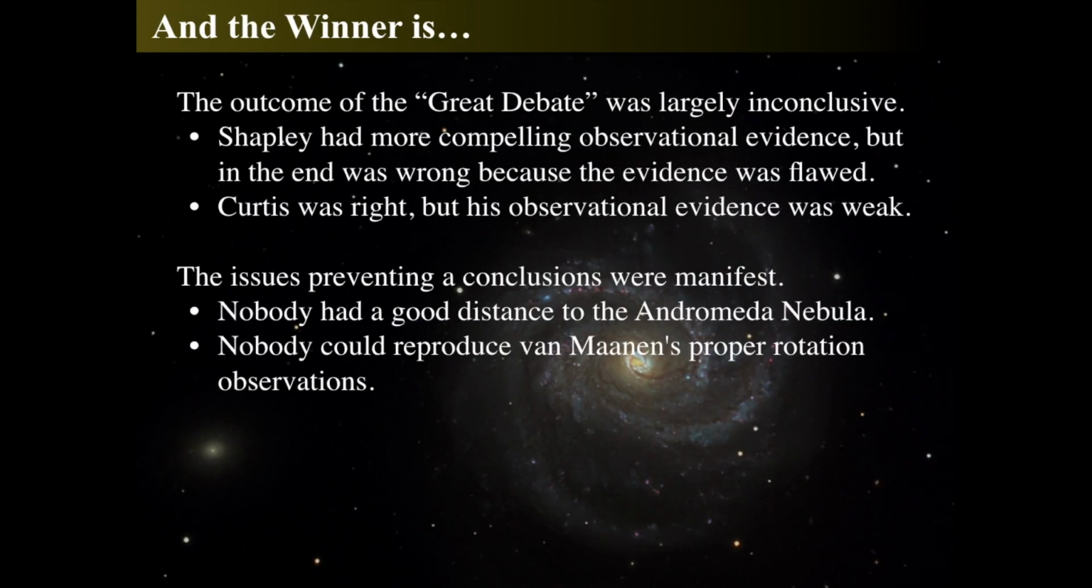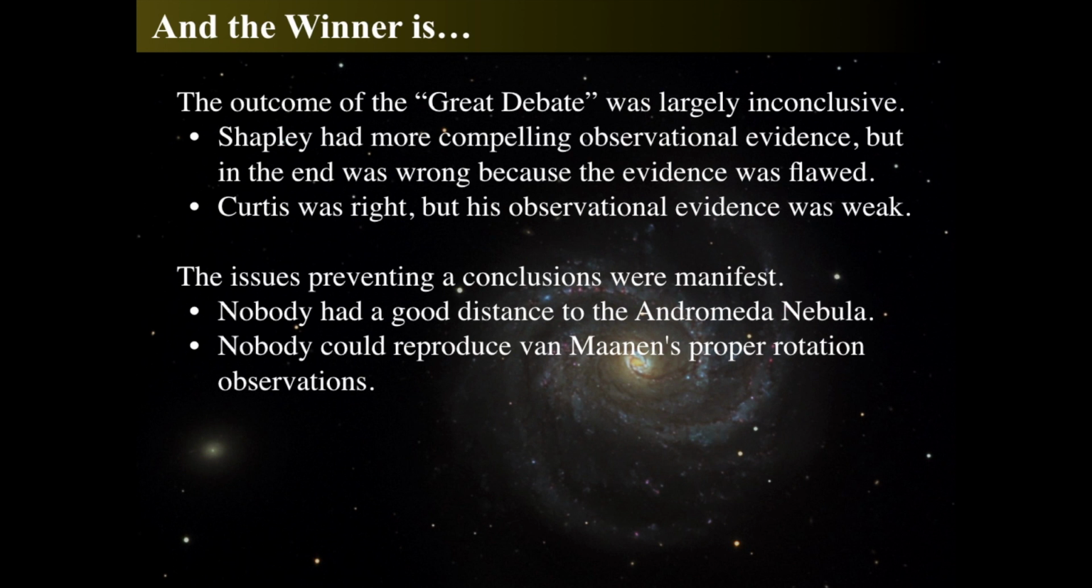Now, there was no winner to the great debate, and that's the problem. It was basically get everybody in a room and air the grievances. Shapley had the more compelling observational evidence, or he felt like he did, but the evidence was flawed. His observational evidence was compelling, given that it was right, but it wasn't right. Curtis ended up being right, but his observational evidence was weak. He said, just look at this thing, it's edge-on, and if it's edge-on, it could be that. Well, lots of things can be edge-on, so it didn't hold water because it wasn't compelling and exclusive. The observational evidence that Curtis chose did not exclude other ideas.